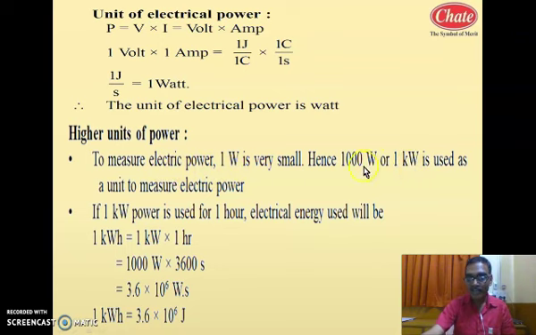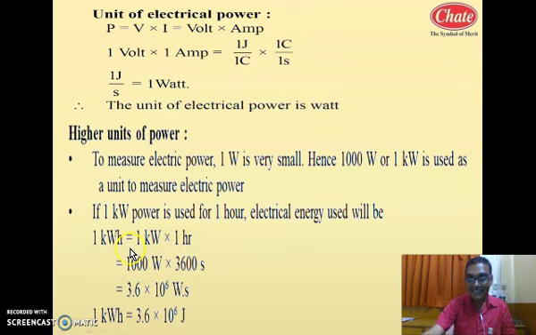Now if 1 kilowatt power is used for 1 hour, then the electrical energy used is 1 kWh. That is called 1 kilowatt hour. So 1 kilowatt hour is a unit of energy, that is electrical energy. Whatever electrical energy we are consuming is measured by the electric meters which are provided at your door, in units.